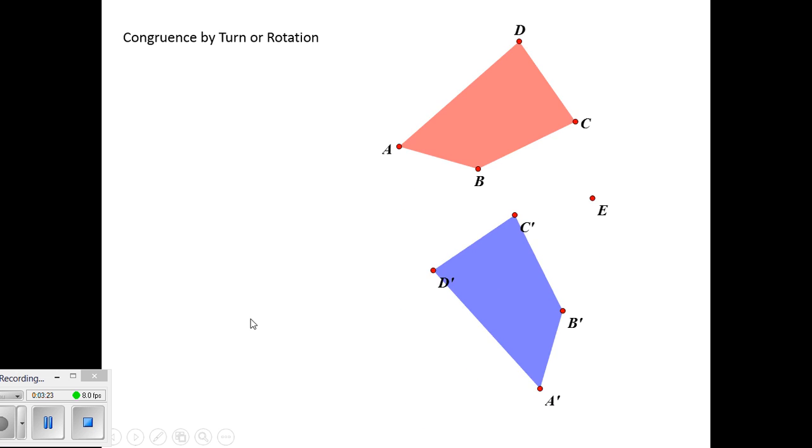All right, now we're back. Now we have congruence by rotation. The pink polygon has been rotated 90 degrees around this point E to this location, and they're congruent by a rotation. Again, look for the sides that match up. Look for the angles that match up. You can have a 90 degree, a 30 degree, whatever angle of rotation you want. Again, that will be illustrated in Sketchpad.